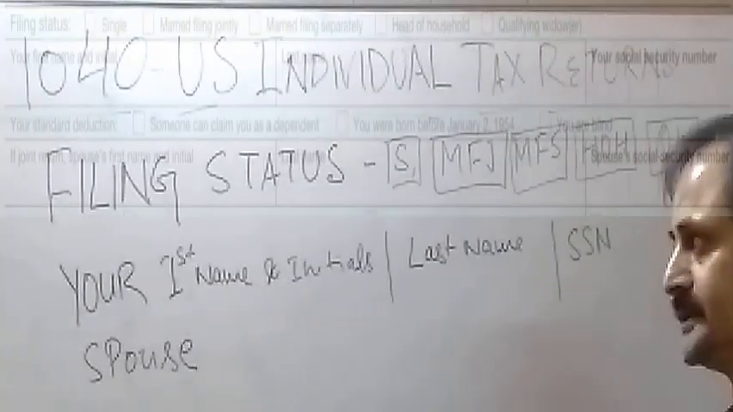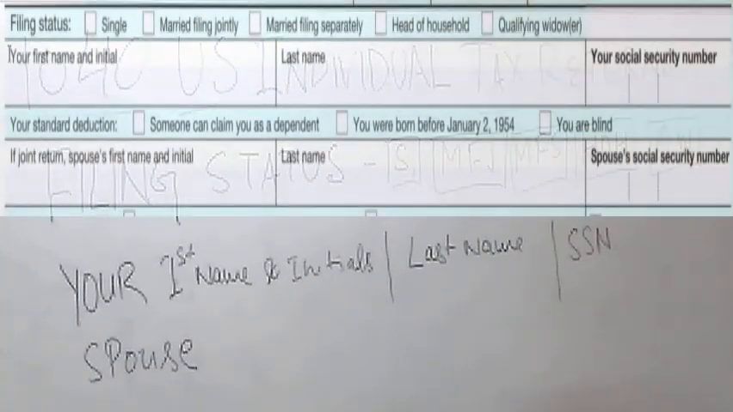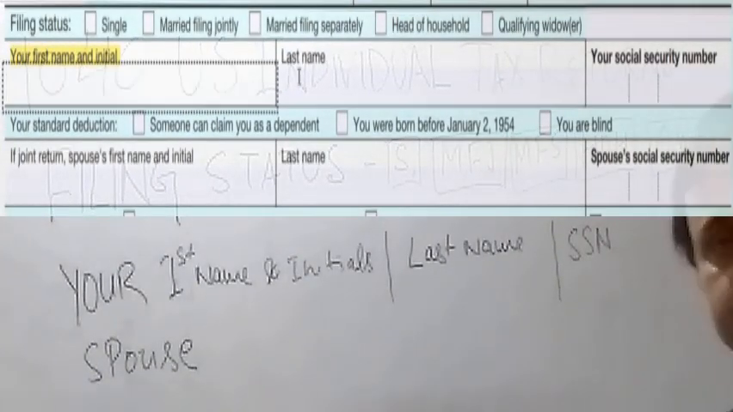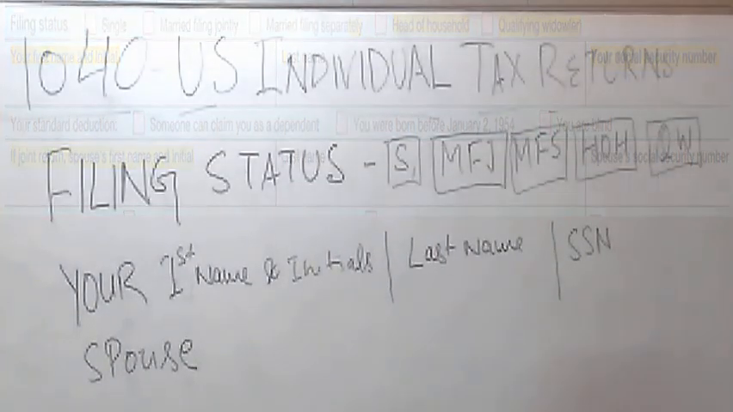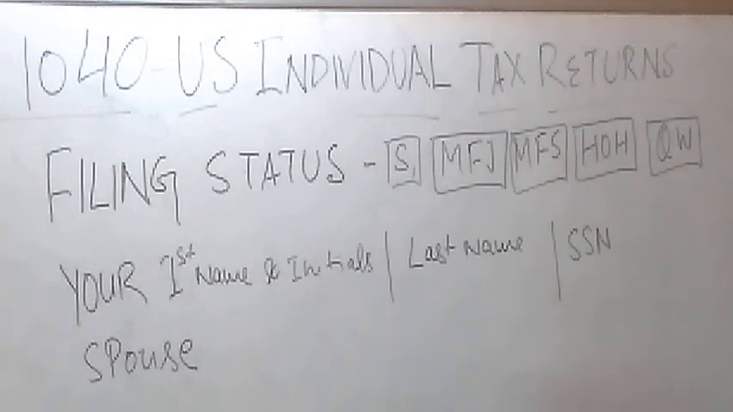Okay. So next is your name. Whoever the individual is, or with spouse if they are filing jointly, they need to write their first name with middle initial, as well as their last name and SSN, then the spouse's name with middle initial and last name, and their SSN.